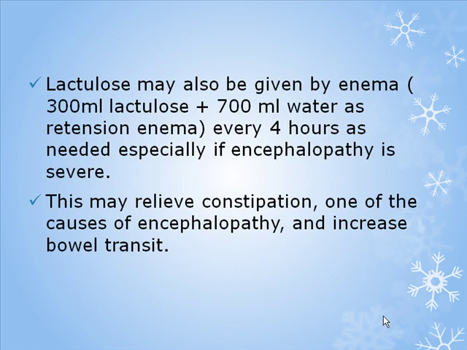Lactulose may also be given by enema in the form of 300 milliliters lactulose plus 700 milliliters water as a retention enema every 4 hours as needed, especially if encephalopathy is severe. This may relieve constipation, one of the causes of encephalopathy, and increase bowel transit, but caution should be taken if diarrhea is produced as a result of this dose of lactulose, and it may worsen the condition by producing hypovolemia and electrolyte disturbance, and the dose should be reduced.